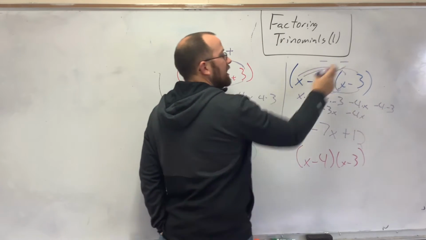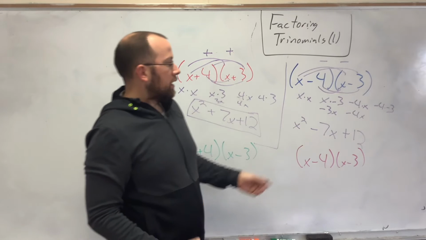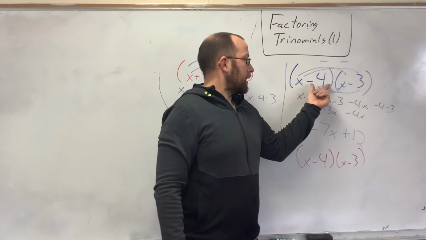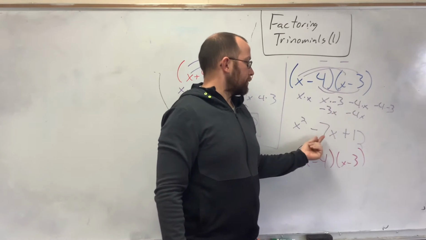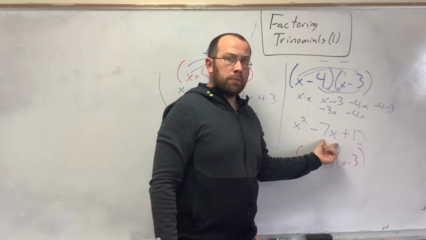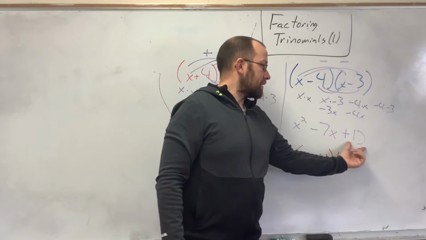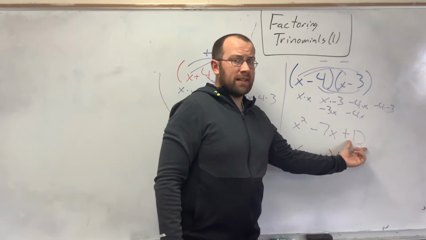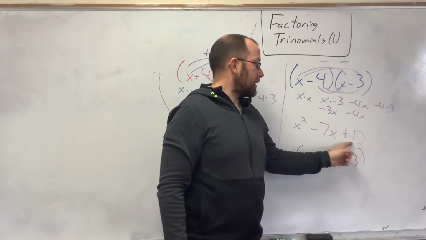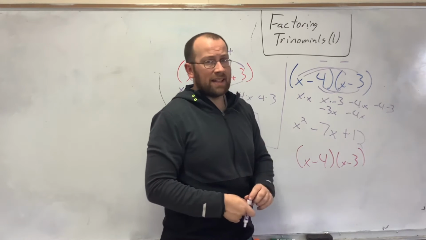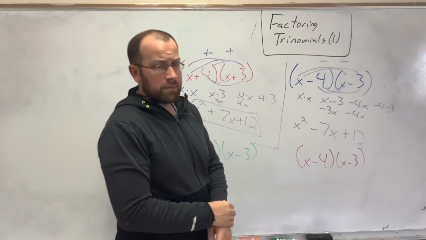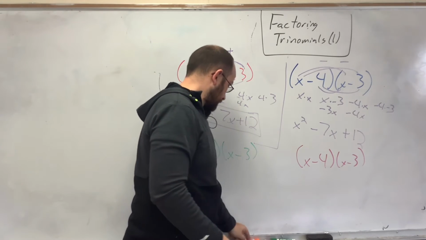So when I have a negative and a negative as my constants in the back, so negative 4, negative 3, my middle number will be negative, and my constant, or my back number, will be positive. Negative times a negative is positive, middle number is negative. Write this down somewhere, it'll help you out a lot later on.